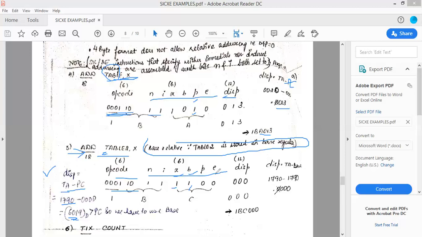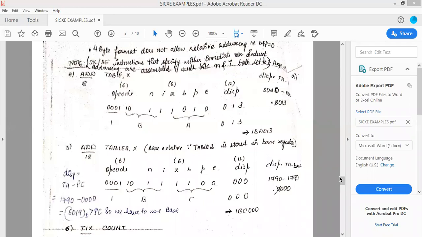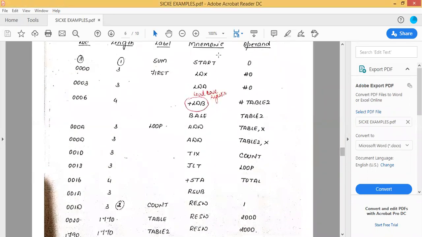Now, when you consider the base, guys, TA minus base is going to be the formula for displacement. What is TA? TA is nothing but the target address of table 2, which is 1790. And what about base? What do you think is the base value? Let me show you. Remember this. We'll go to the top. Now, look at this, guys. What is base here?